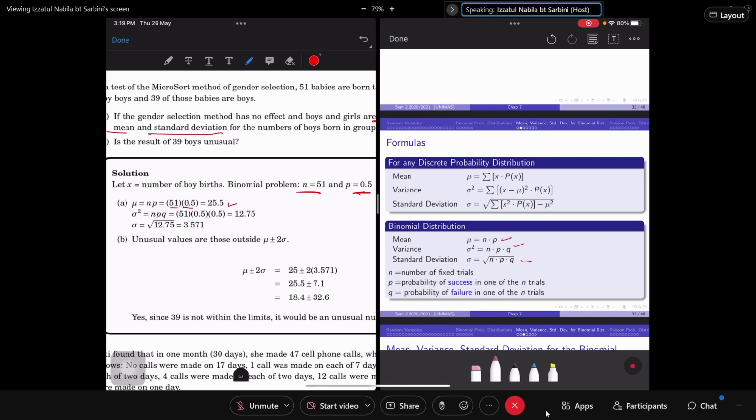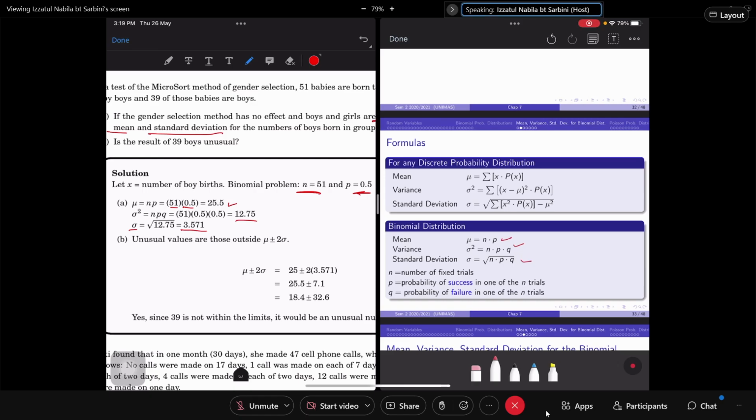And for the variance, it is n times p times q. So just key that in, and you will get 12.75. And as for the standard deviation, square root of the variance. So you just square root, and you will get 3.571. Okay. So now, is the result of 39 boys unusual?